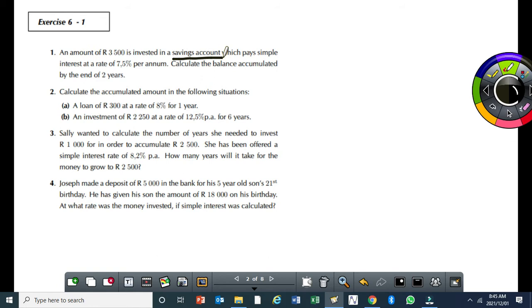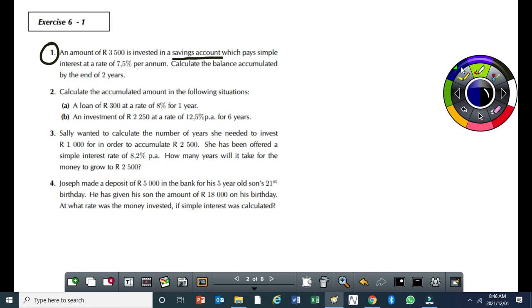Okay, in grade 10, most of the rates are compounded per annum or annually. Okay, calculate the balance accumulated by the end of 2 years. So we need to know how much money was in that savings account at the end of 2 years. Now, when we are doing calculations, remember, it's always wise to list what you are given in terms of the formula. So for number one, we want to calculate the accumulated amount.